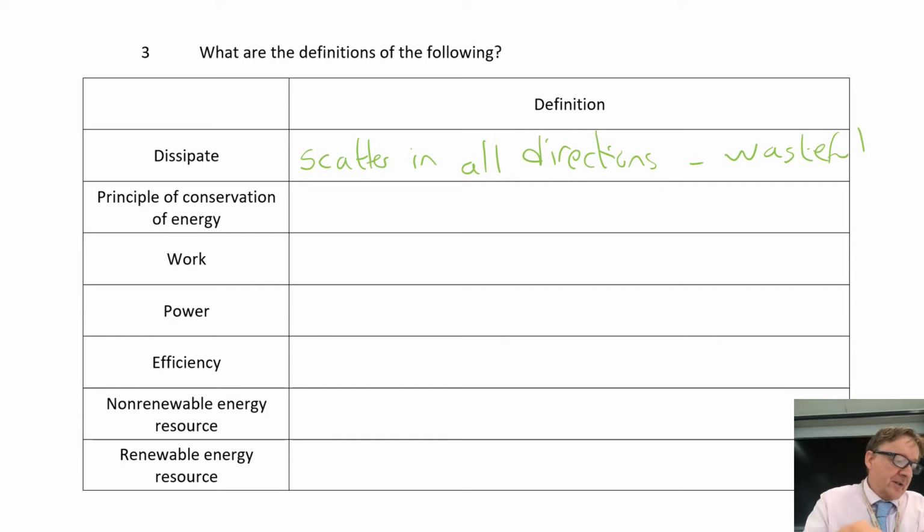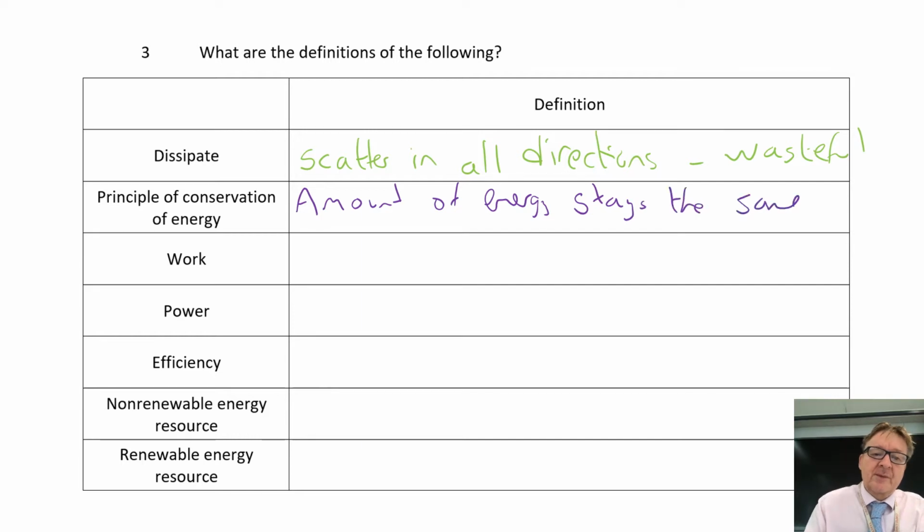Principle of conservation of energy is when the amount of energy stays the same. Within some sort of area or a system, the conservation of energy is where the amount of energy stays the same. There's always the same amount everywhere on Earth as well.